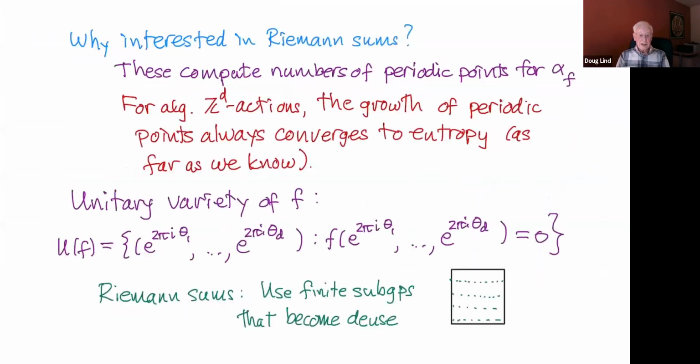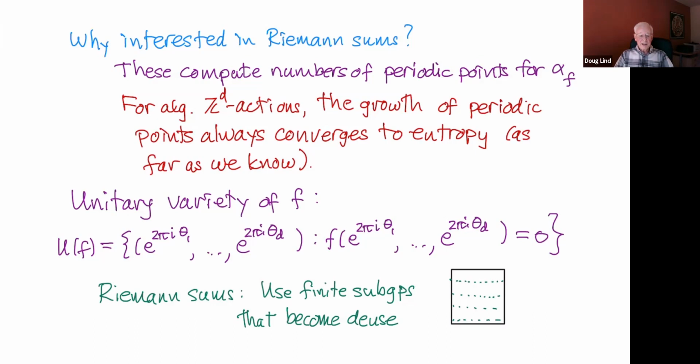Why are you interested in Riemann sums? Well, dynamically, if you try to compute the number of periodic points for one of these algebraic actions, you get Riemann sums. In the case of a single Z action, the e to the Riemann sum is the number of periodic points. And so if you want to compute the growth rate of periodic points, you're looking at Riemann sums. And in this business, the growth rate of periodic points, as far as we know, always converges to the entropy as a limit. We don't know of any counterexamples to that.